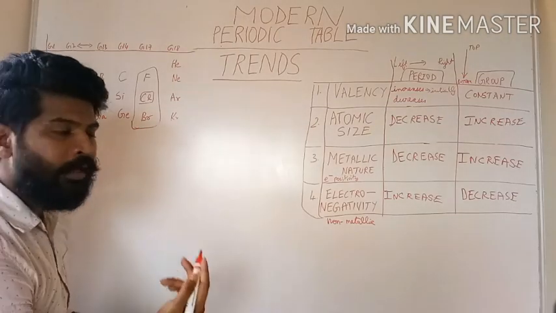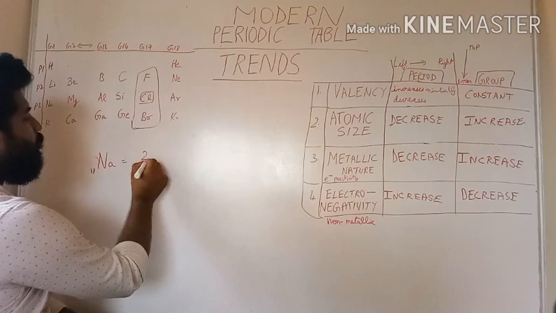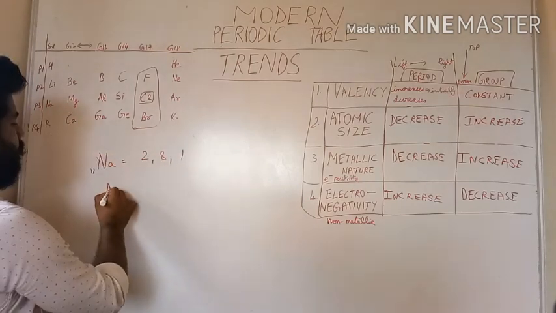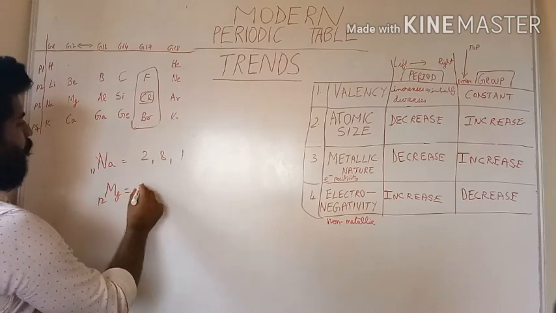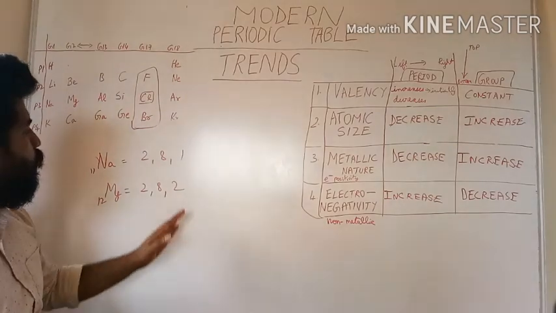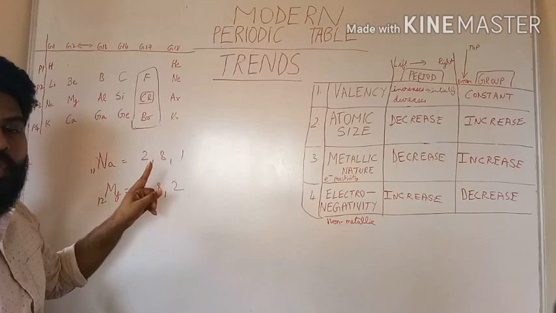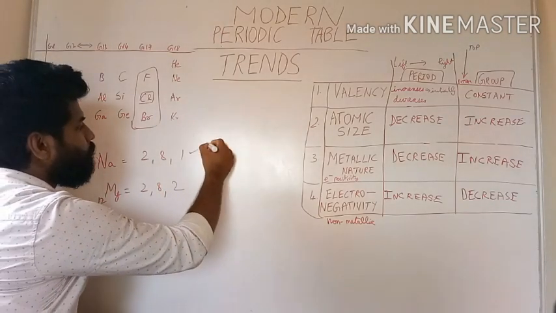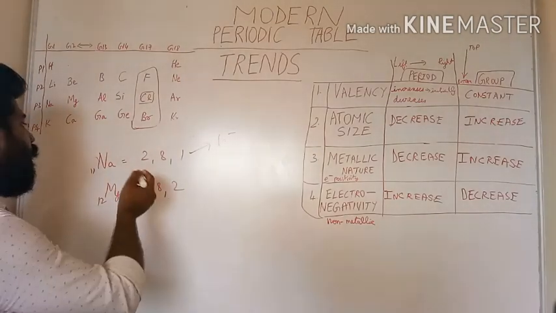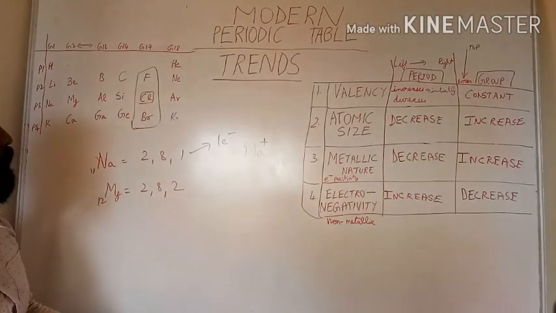For example, in the third period, we have sodium. Sodium atomic number is 11, so 2,8,1. In the same period, we have magnesium, atomic number 12, 2,8,2. Looking at the valences, we know that sodium can lose one electron. So sodium valence is 1. After losing one electron, sodium will get a positive charge.